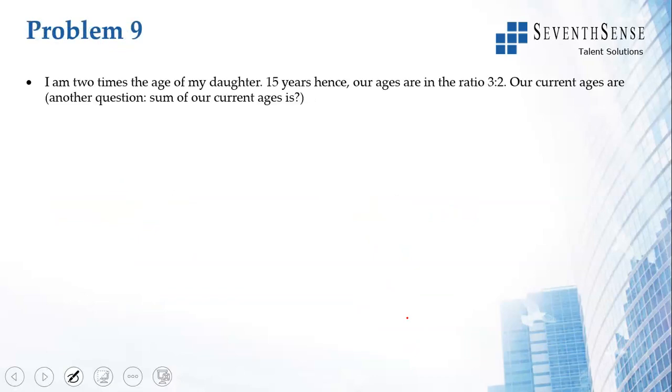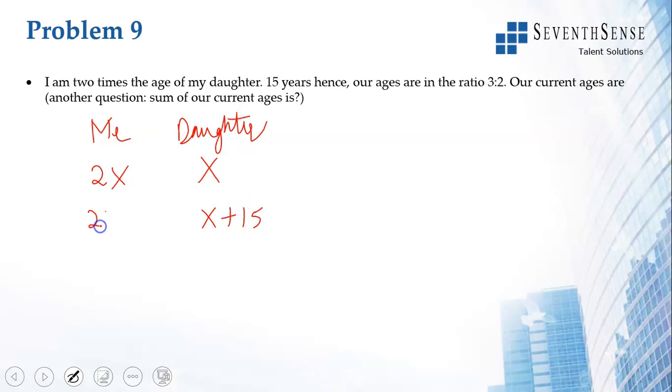I am 2 times the age of my daughter. Let us say this is me. This is the daughter. So my age and daughter's age, right? Let us say you can write my daughter's age as x, my age is 2x. Correct? 15 years hence, which means in the future, daughter's age will be x plus 15, my age will be 2x plus 15, and that ratio is given as 3:2. 2x plus 15 by x plus 15 is 3/2.